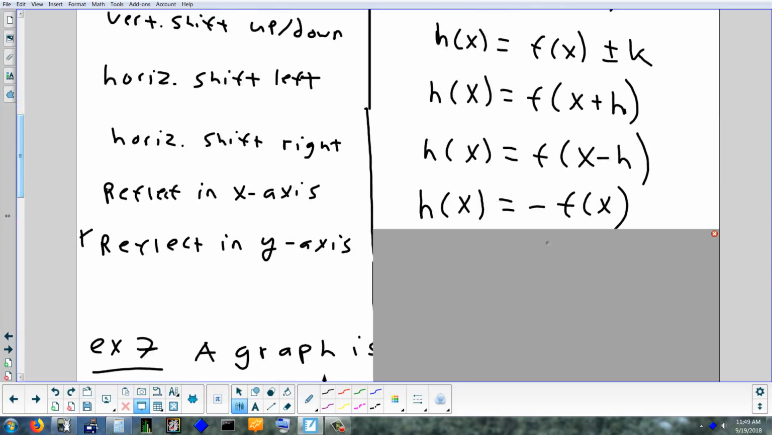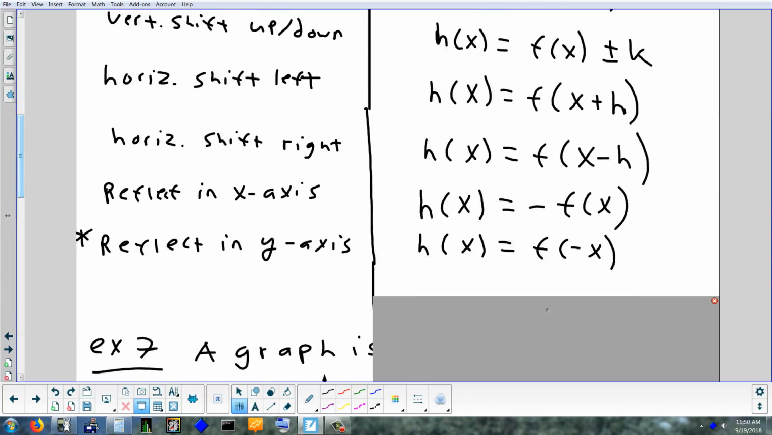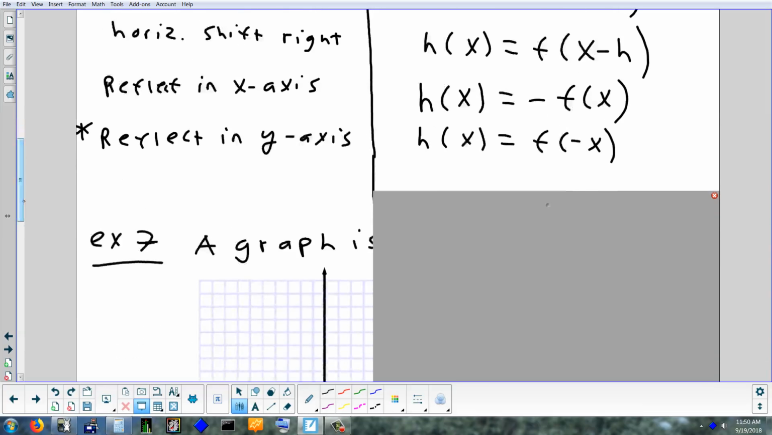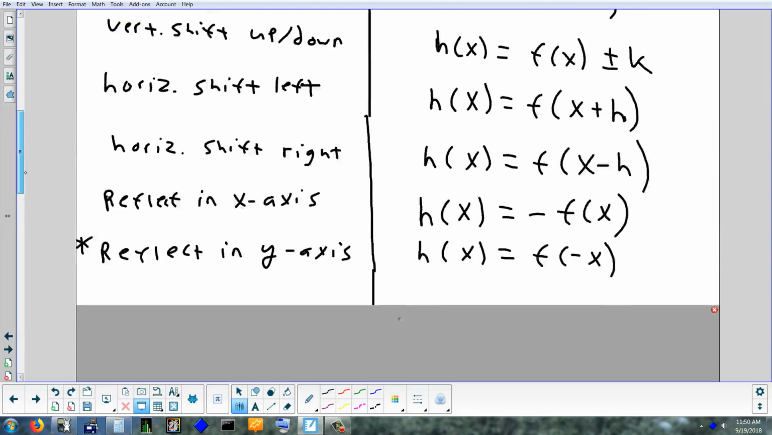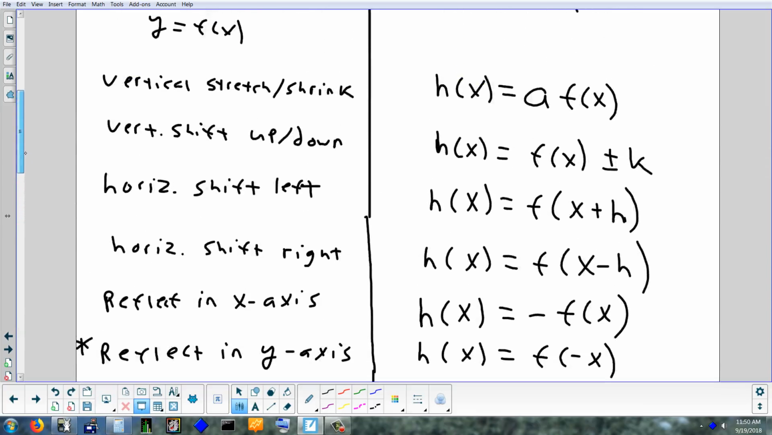Reflecting in the y-axis, that's new. I showed you that one just a minute ago. That's when you put a negative inside. Okay, so that summarizes all the transformations. So if you're going to make a reference sheet, that might be something to put on it. Might be helpful. Okay, any questions on those formulas?